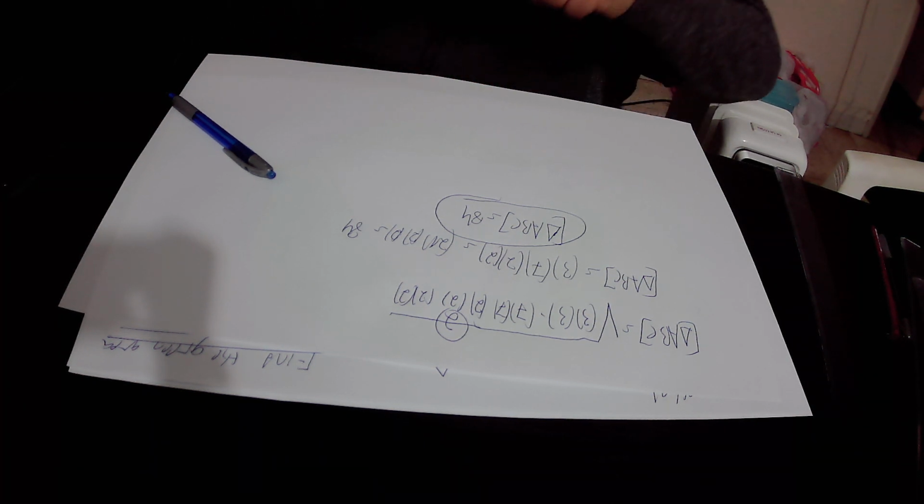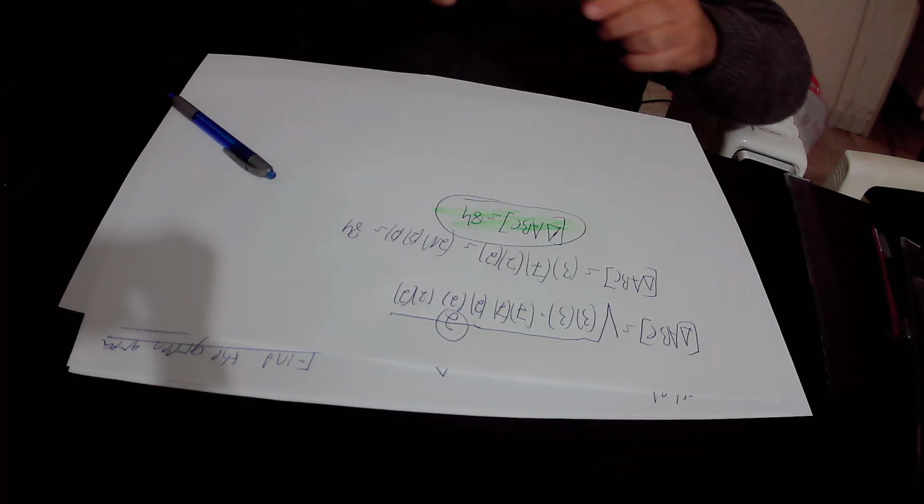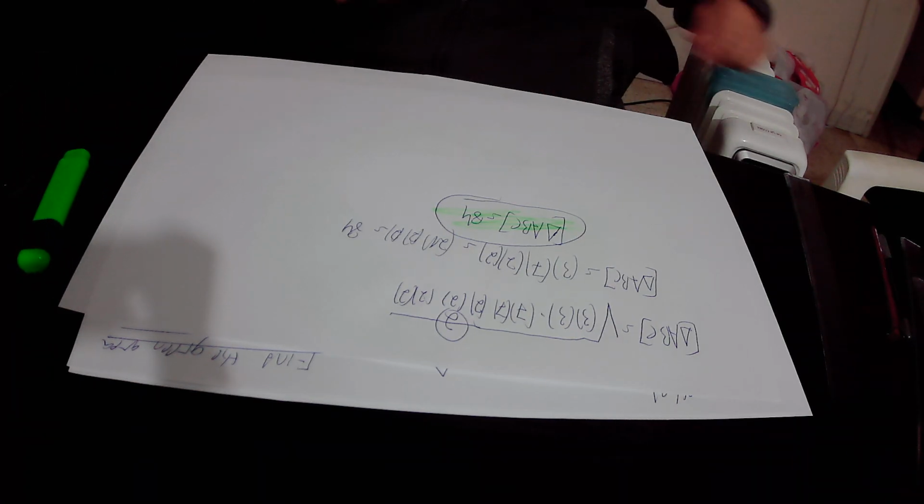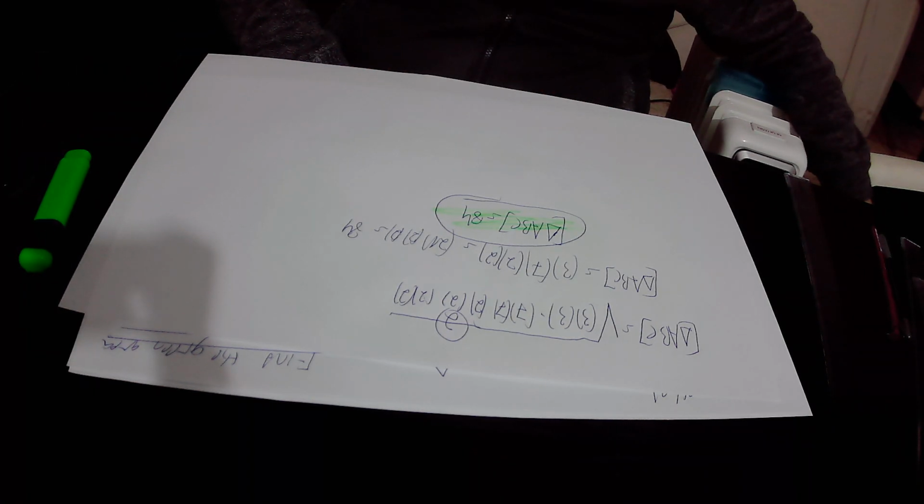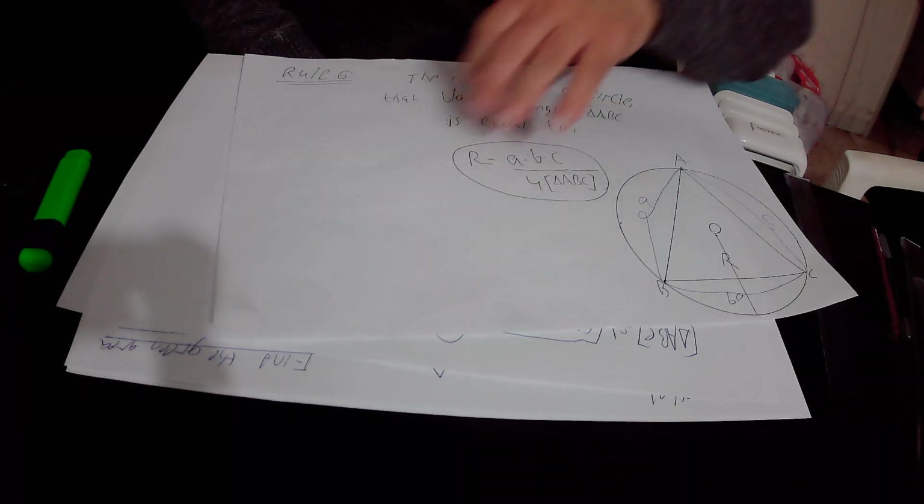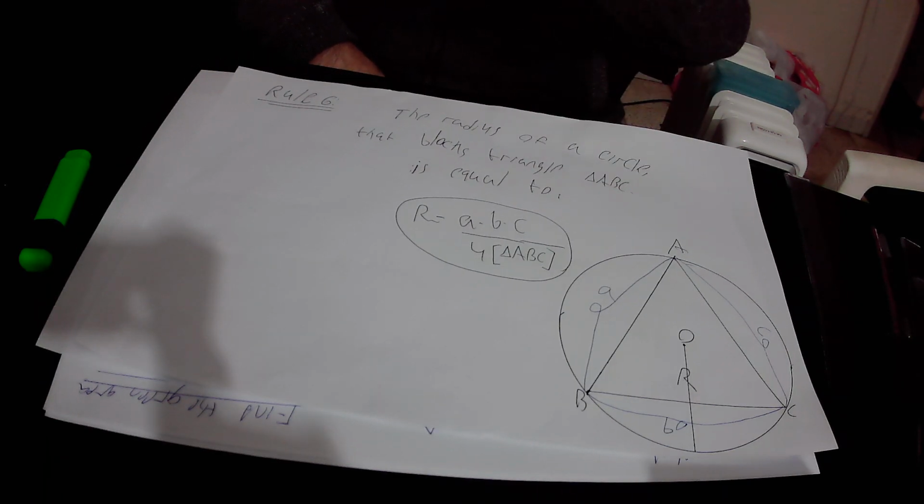Repeat again, the area of our triangle ABC, according to rule number 4, is equal to 84 square units. In the next step, I present to you rule number 6 and implement rule number 6 in our drawing.